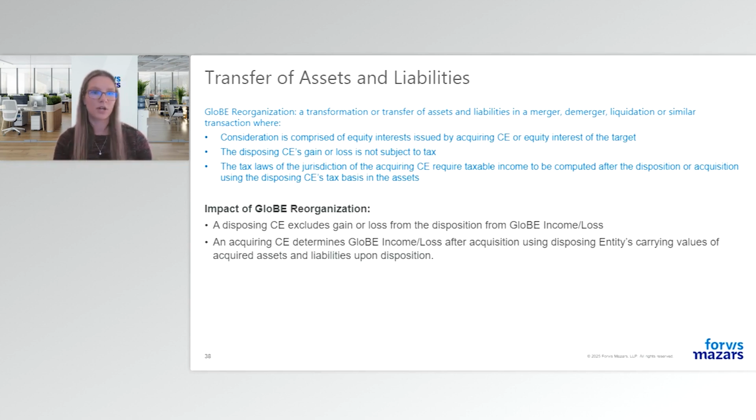So in contrast to how we treat disposals and transfers of assets and liabilities in the ordinary course of business, under a GLoBE reorganization, the disposing constituent entity is not going to include the gain or loss from the disposition in their computation of their GLoBE income or loss, and the acquiring constituent entity is going to determine the carrying value of the assets and liabilities using the disposing entity's carrying value.